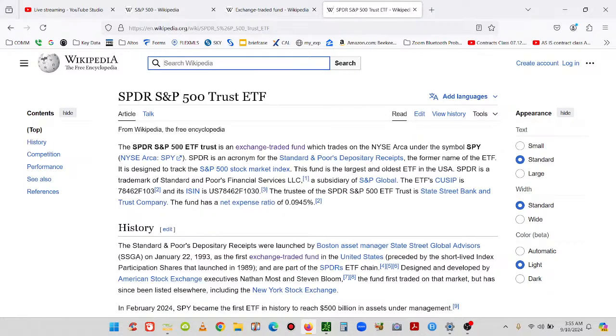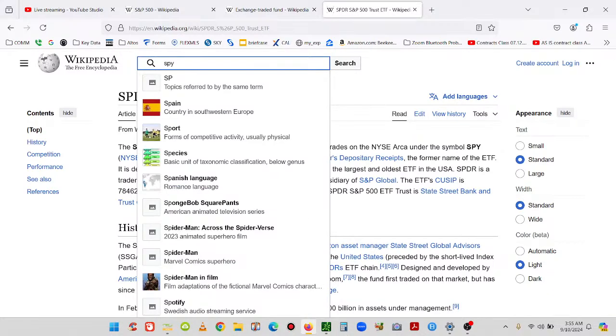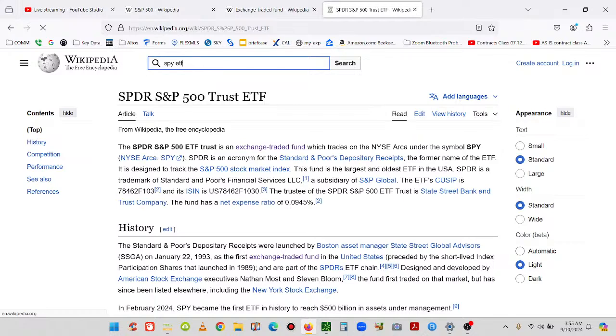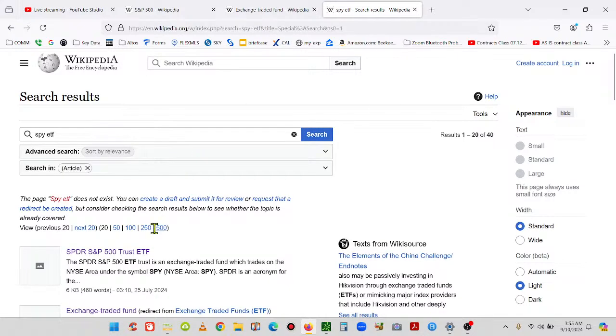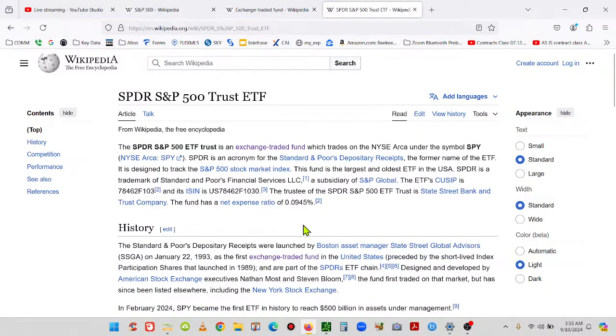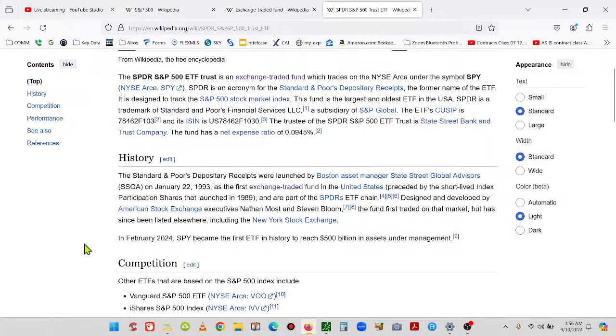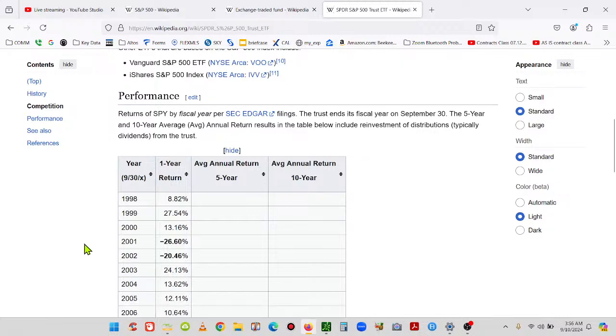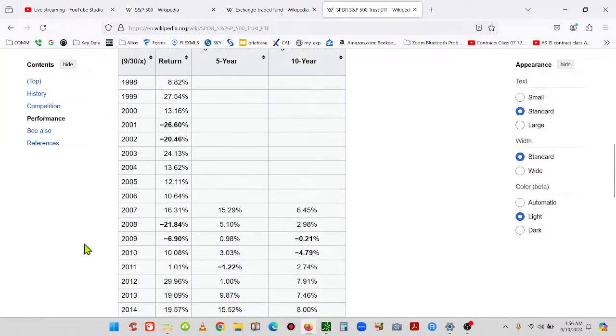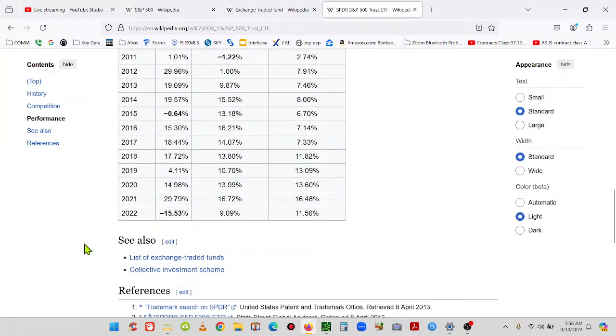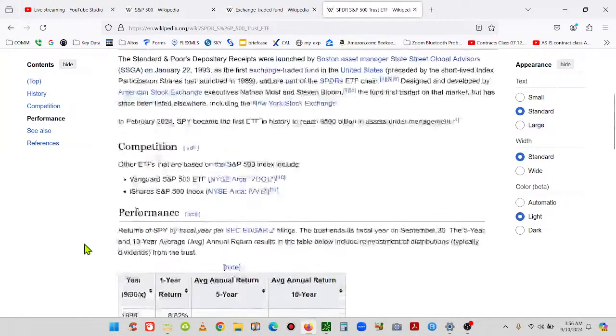We're already on Wikipedia, so all we have to do is go SPY ETF, just like that. And that's the one we were looking at, right there. See, symbol. Your literature should say symbol SPY. You need to read this. You need to understand what you're doing. There's no harm in over understanding this. You don't have to recite it.